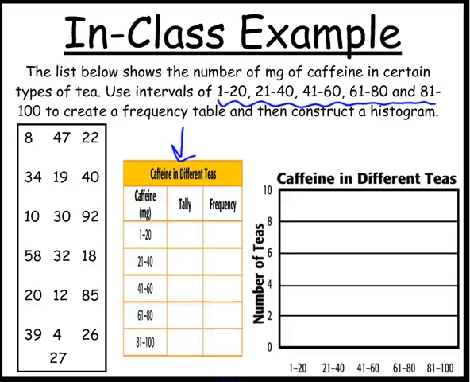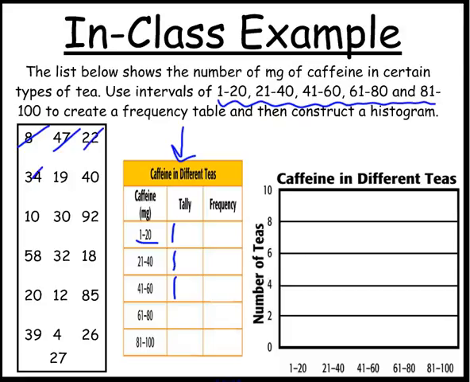Going one at a time, here I see an 8, so that's between 1 through 20. I'm going to create a tally mark. Do the same for the rest of the numbers in the table. I'm going to go a little bit quicker, but you can go at your own pace. So 47, see where 47 corresponds, put a tally mark.